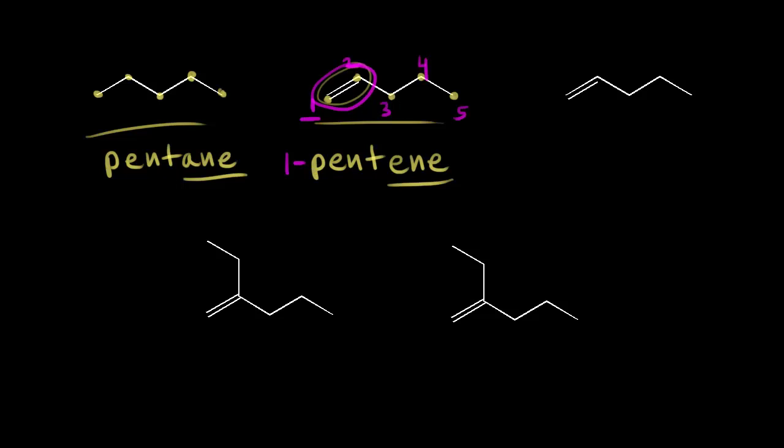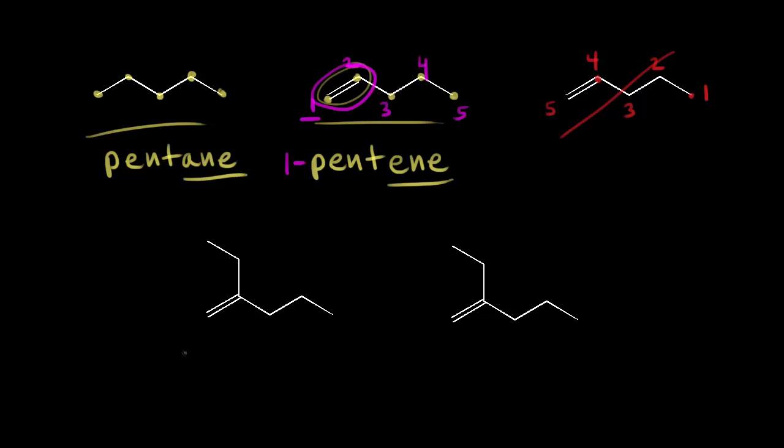What if we tried to number this starting from the right? So if we said that this was carbon 1, that would make this carbon 2, carbon 3, carbon 4, and carbon 5. So you're saying the double bond would start at carbon 4, and this would be 4 pentene. That's incorrect because our goal is to give the double bond the lowest number possible. So we'd call it 1 pentene or just pentene.